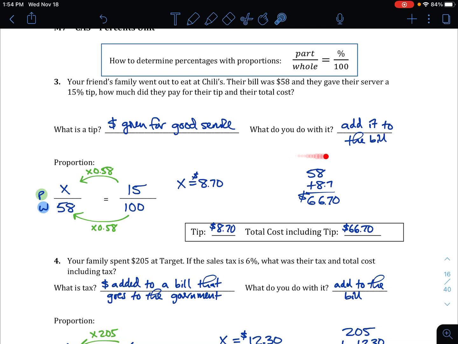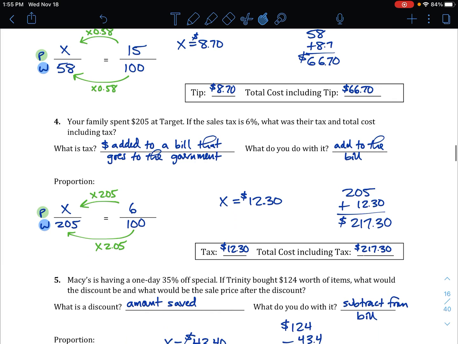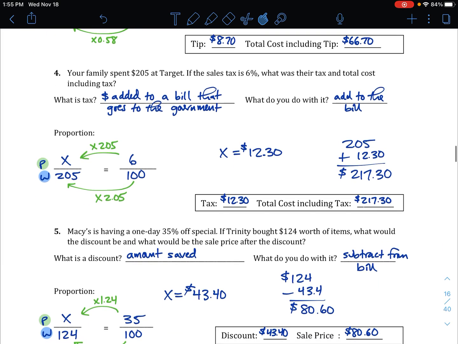Remember with tip, we always add it on to the total price if you're looking to find the total. So if we had a 15% tip on a $58 total, percent is always out of 100, which goes over here. And the 58 is the whole bill, which goes there. We're looking for the part that goes with the 15%. So then we find our scale factor, and we got that the tip was 8.70. So then our total would be, again, adding it on to the original total.